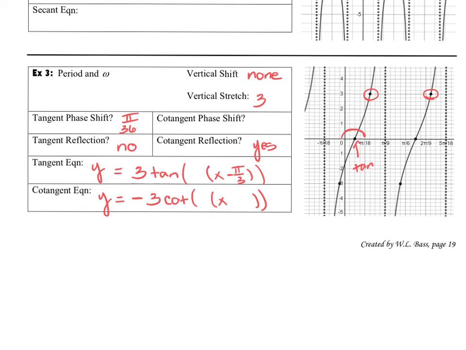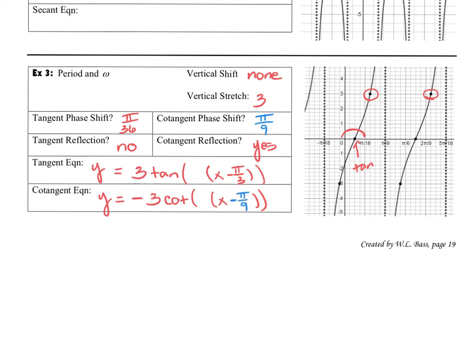For cotangent, I'm thinking again about its parent graph. Cotangent's parent graph has a nice asymptote right on the y-axis. So to find the phase shift for cotangent, all I have to do is grab any one of the asymptotes, and that will tell me that phase shift. So I could do a phase shift of a negative pi over 18, or I could shift to the right pi over 9, or I could even shift to the right 5 pi over 18. I'm going to go ahead and choose to do the pi over 9. So I'm going to write that in as a minus pi over 9.